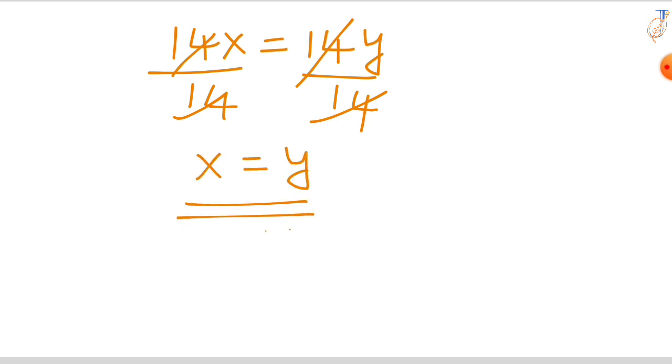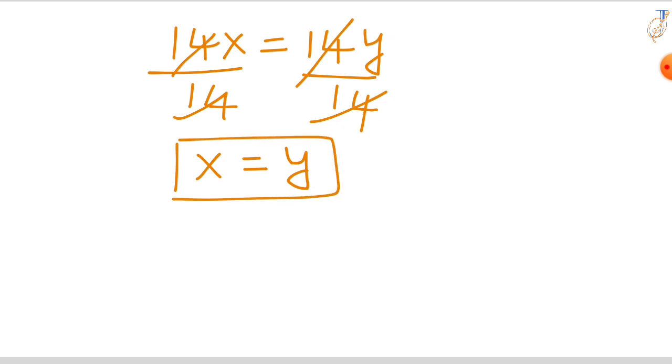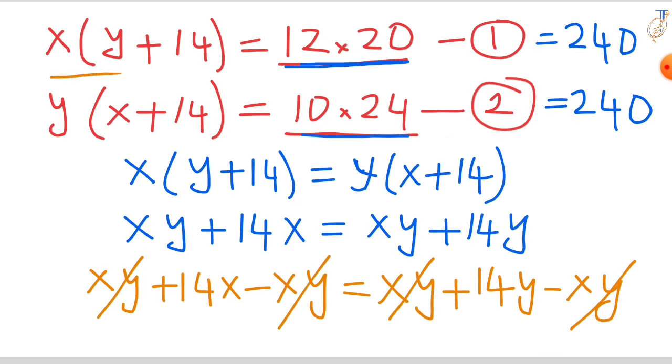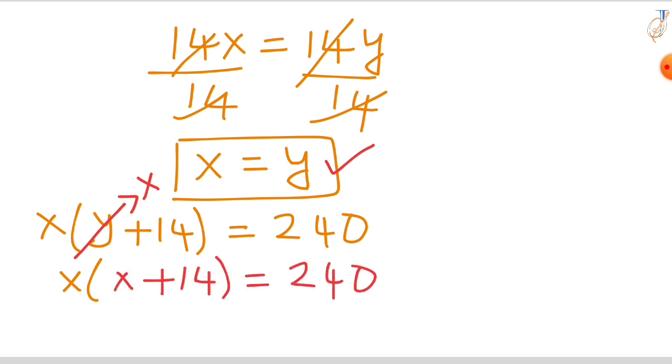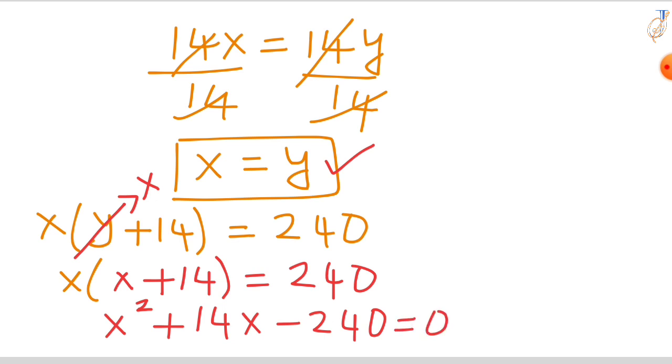That's too good. Now substitute this X equal to Y in your first equation, that is X times Y plus 14 equal to 12 times 20. X times, instead of Y substitute X because X equal to Y. So X times X plus 14 is equal to 240. After expanding you will get X squared plus 14X minus 240 equal to 0. This is a quadratic equation.